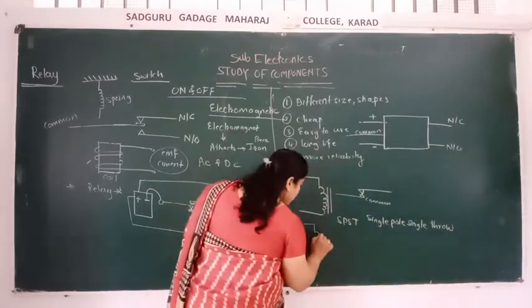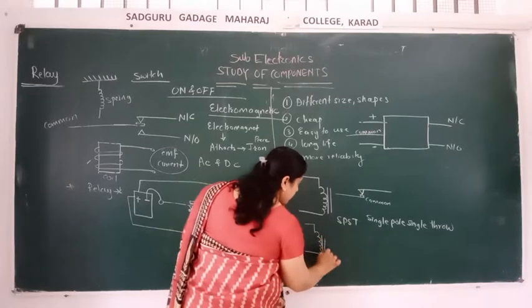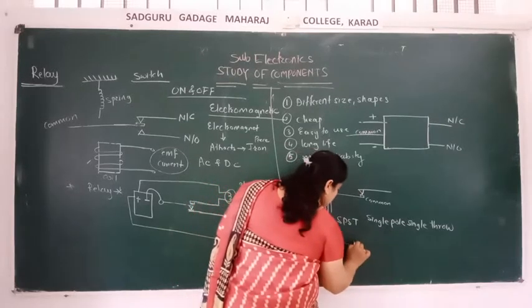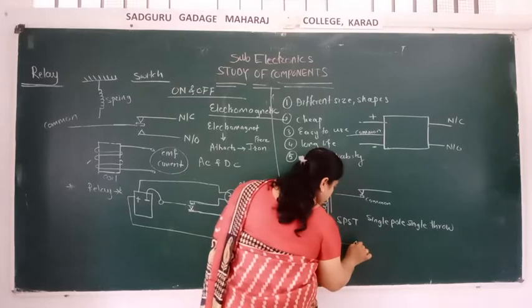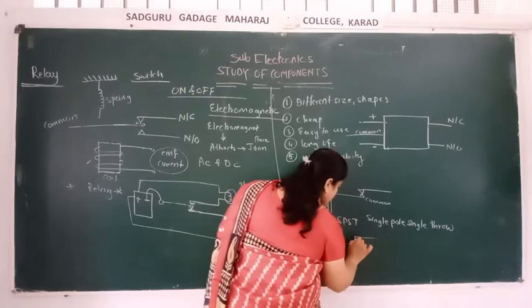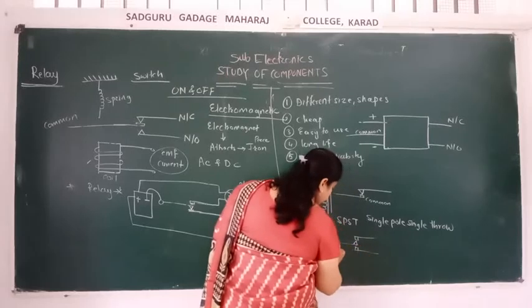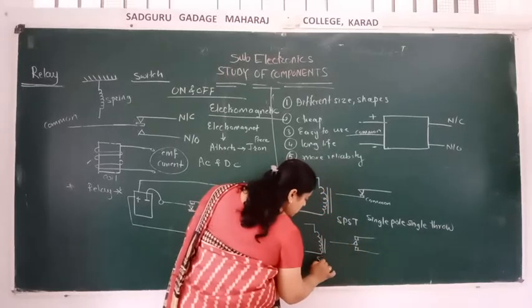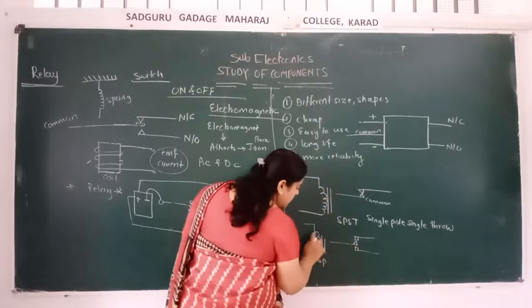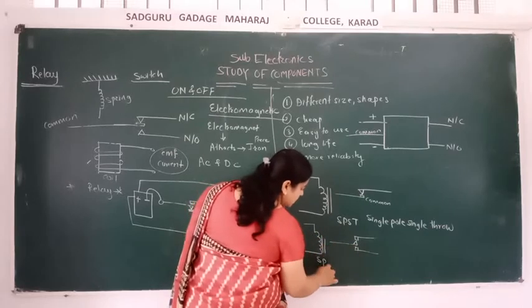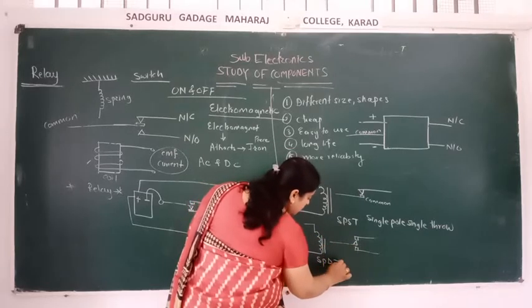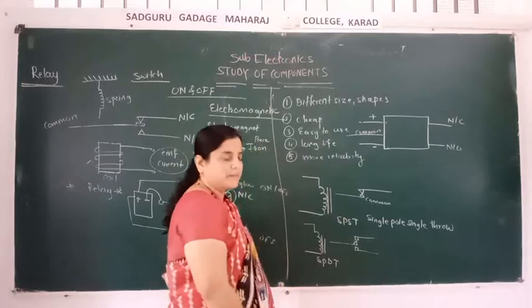Similarly, if the coil is there, and suppose this is the common line, double throw is there. So it is what? Single pole. This pole is single. This common line is single pole and double throw. It is called as the SPDT.